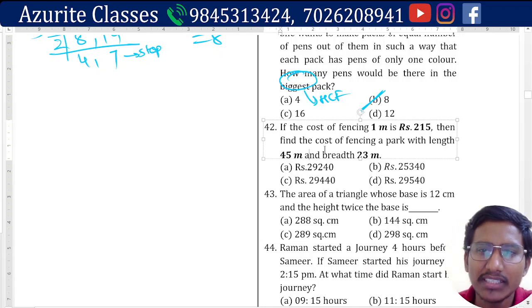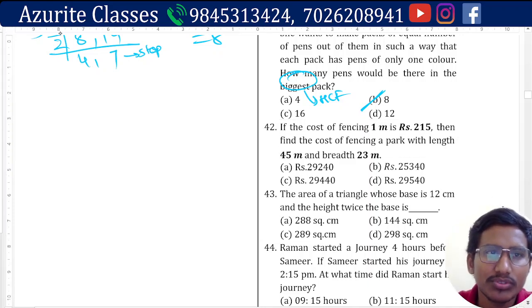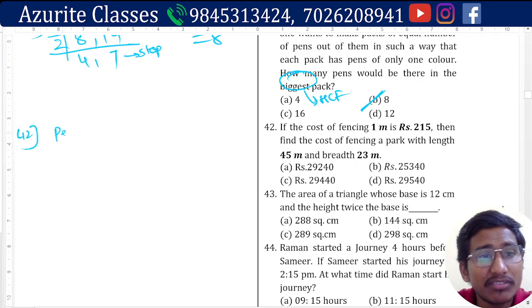Now 42. The cost of fencing 1 meter is rupees 215. Then the question is the cost of fencing a park of length 45 and width 23 meters. So if you see here, that is question 42, the perimeter will be the fencing.